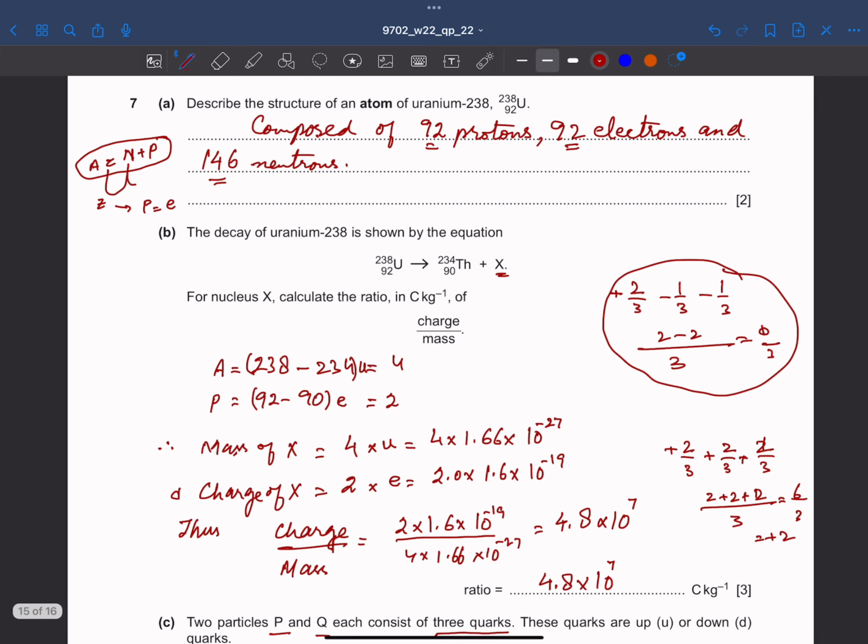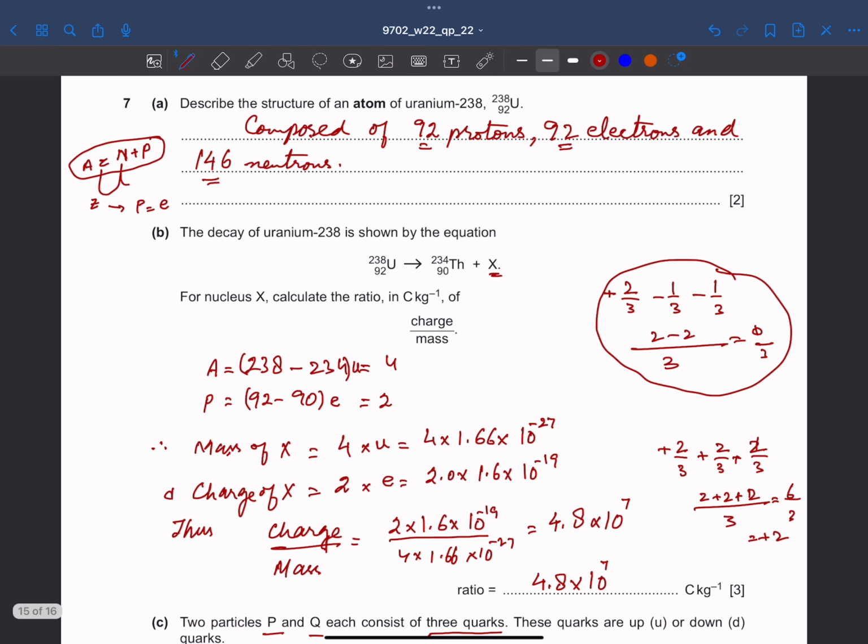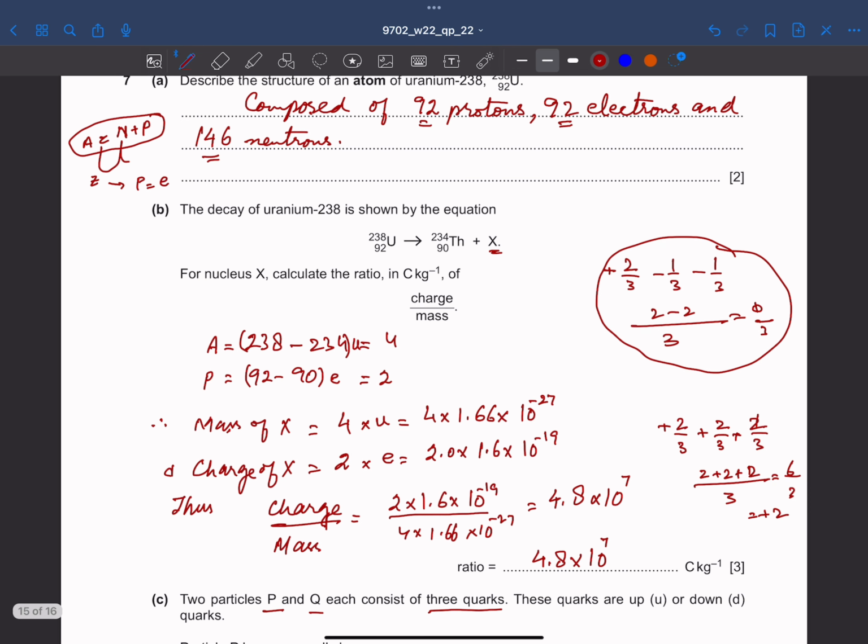Then in part B, decay of uranium-238 is shown by the equation. Here you have the situation where uranium 238, 92 is changing into thorium 234, 90, and X is given. For nucleus X, calculate the ratio in coulomb per kg of charge to mass. So you need charge and you need mass. So what is the situation here? What is the charge and what is the mass?